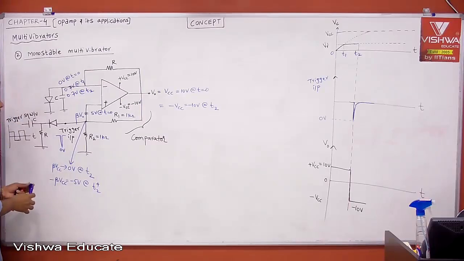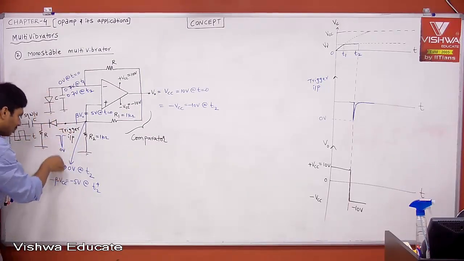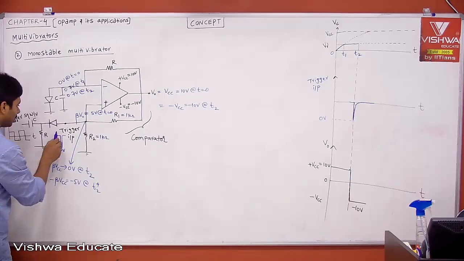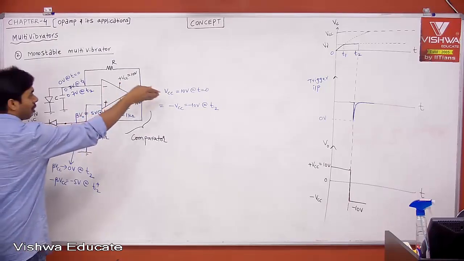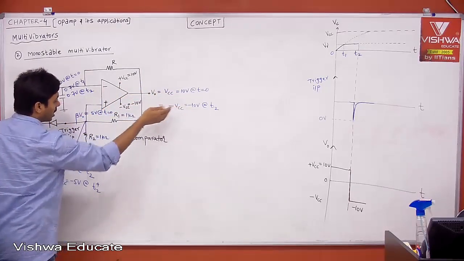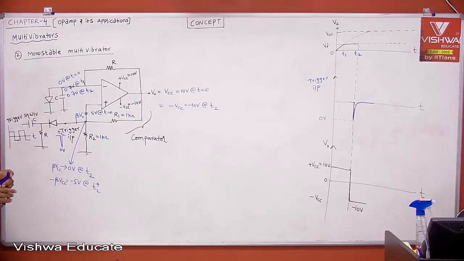What do you mean by T2 plus? Just after time T2, the moment you apply the trigger at time T2, just T2 plus. After that immediately, because the output voltage is changing from plus 10 to minus 10, this node voltage will become minus 5. Therefore, now tell me, when this is minus 5, that's what I am saying.